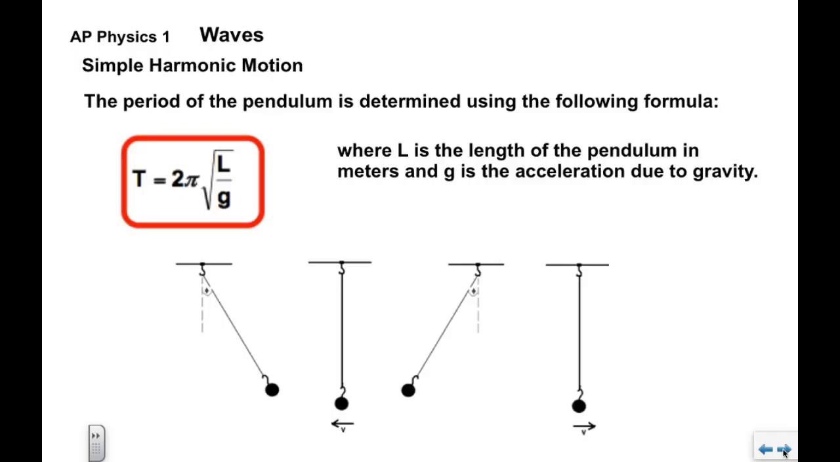So now the period of the pendulum, how long it takes to swing back and forth, is determined using the following formula. T for a pendulum is 2 pi square root of L over g. This formula is on your formula sheet. L is the length of the pendulum in meters, and g is the local acceleration due to gravity, typically 9.8 if you happen to be on the surface of the Earth.